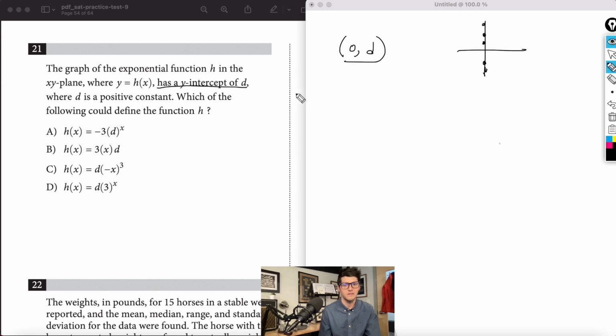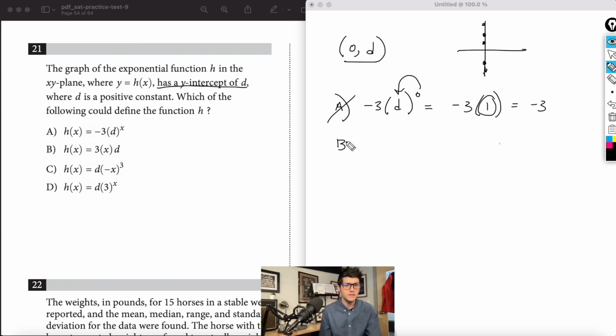0 comma d is the point that has to work. So plug in that 0. Answer choice A gives us -3 times d to the 0 power. That's the same thing as -3 times 1, which is equal to -3, so no. Anything to the power of 0 is a 1. Answer choice A is out.